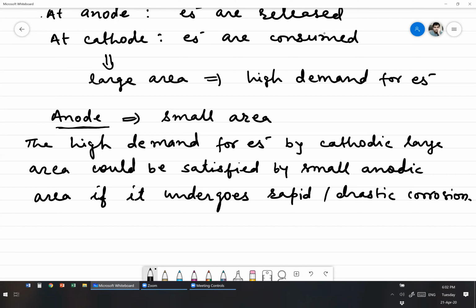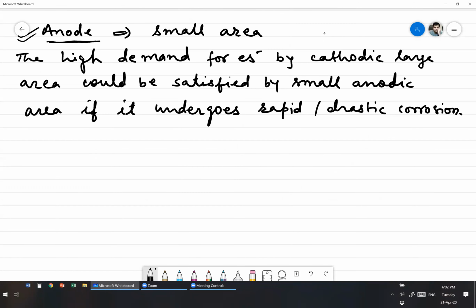Okay. So in that case, how can we prevent it? When the anode has a small area and the cathode has a large area, the rate of corrosion is very high and corrosion is very rapid. So if we want to prevent the corrosion, we have to increase the area of the anode and decrease the area of the cathode. In that way also we can prevent galvanic corrosion.